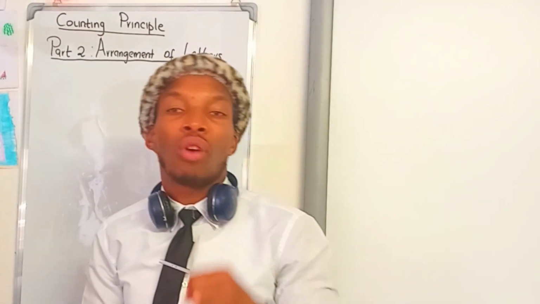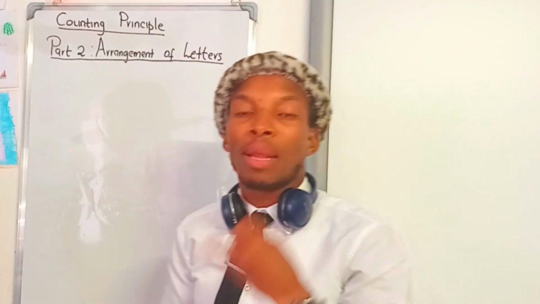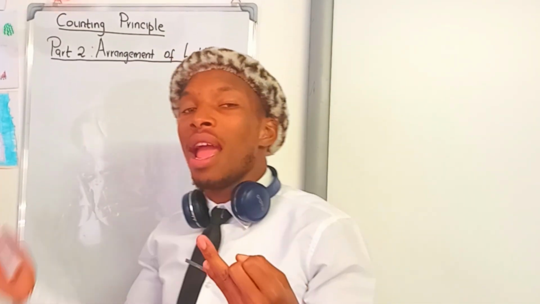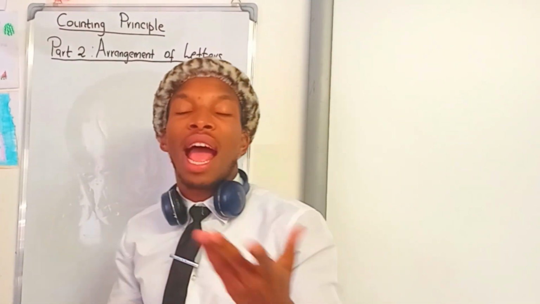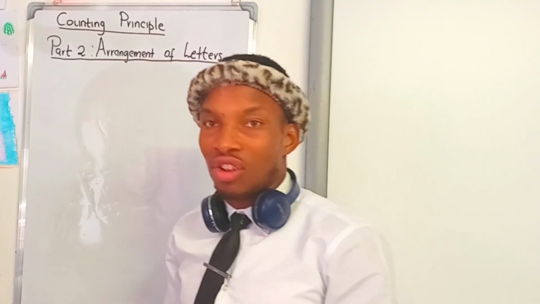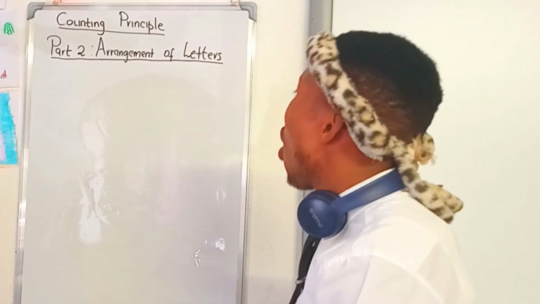Part one is just about the code and also what's in the password. Part two is where we look at the arrangement of letters. Part three is where we look at gender. Then part four is an item or any object. All right, let's go.